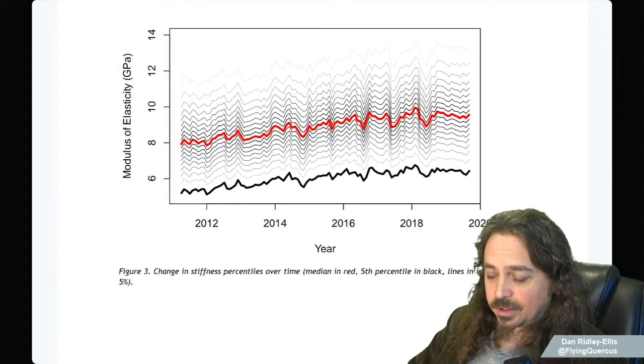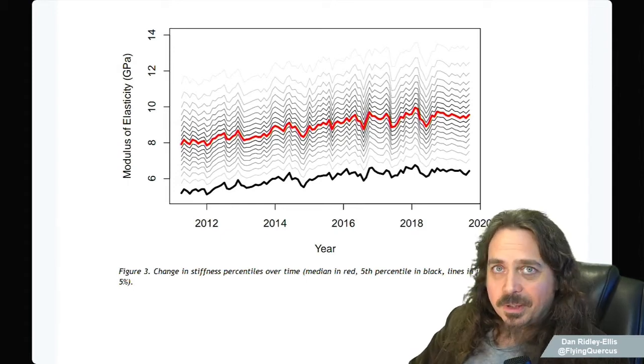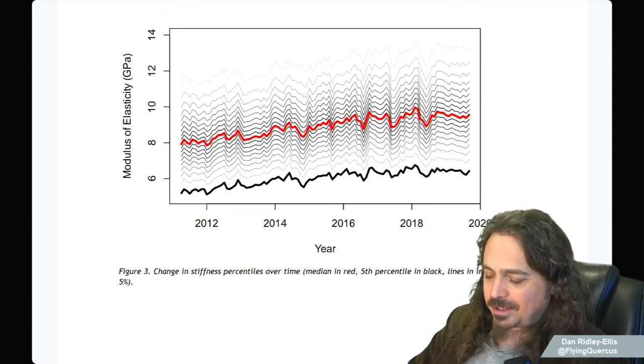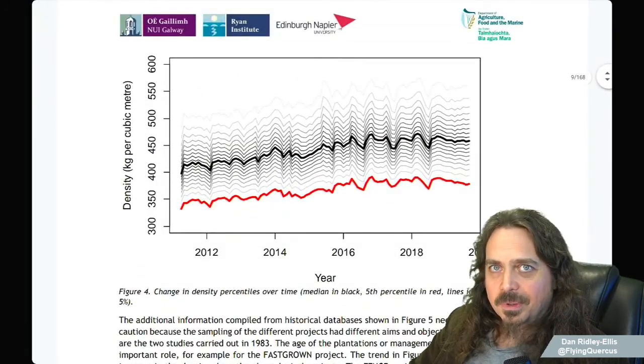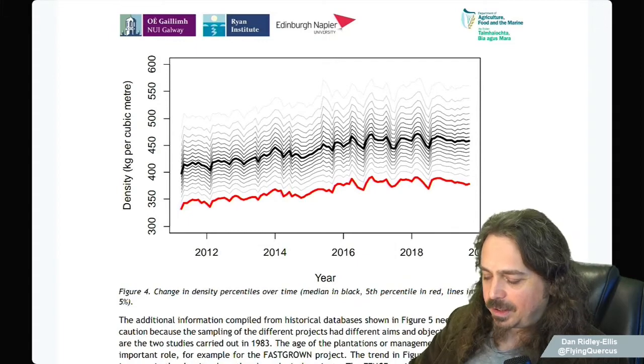And it looks like, for this, we don't need to worry. The timber quality doesn't seem to be dropping. In fact, if anything, it seems to be improving. And we see the same picture with the density as well. It looks like the density is improving over time slightly.